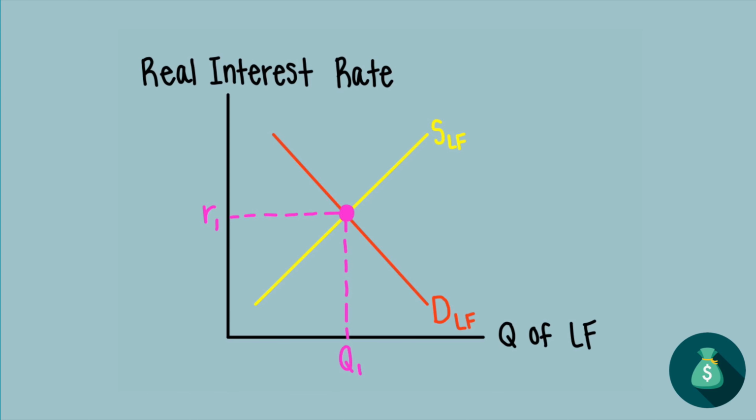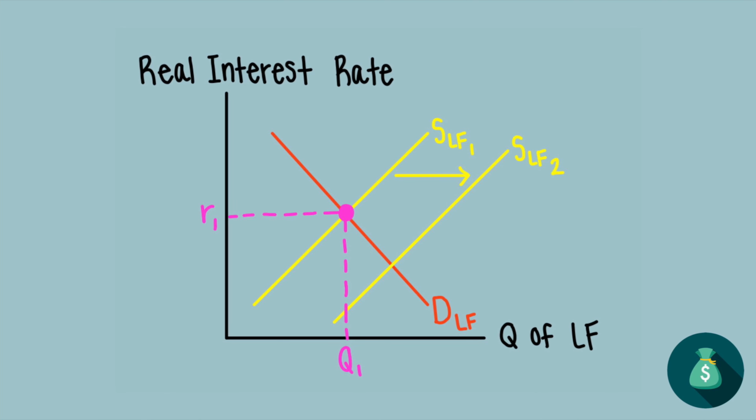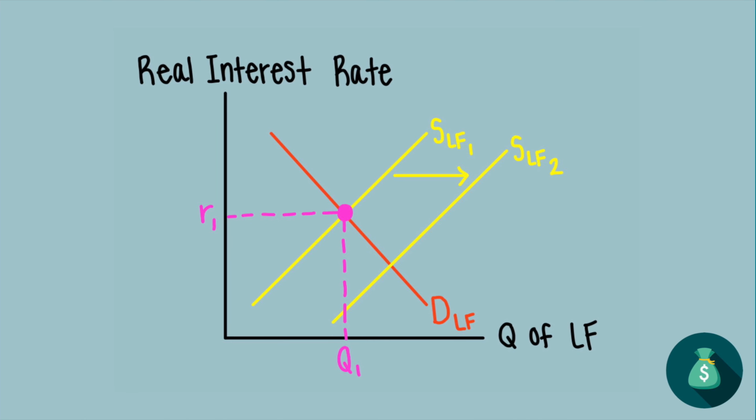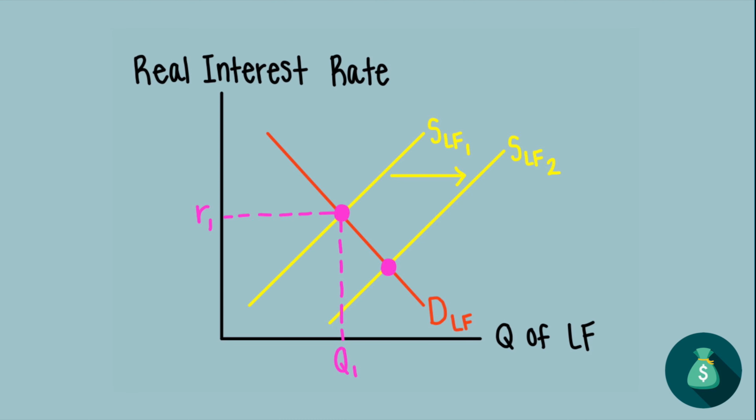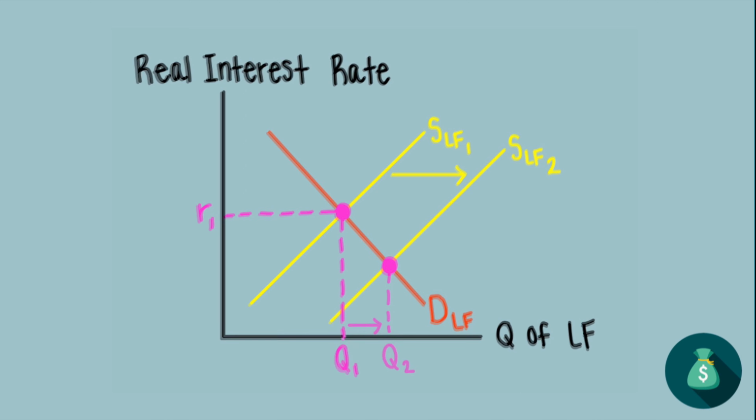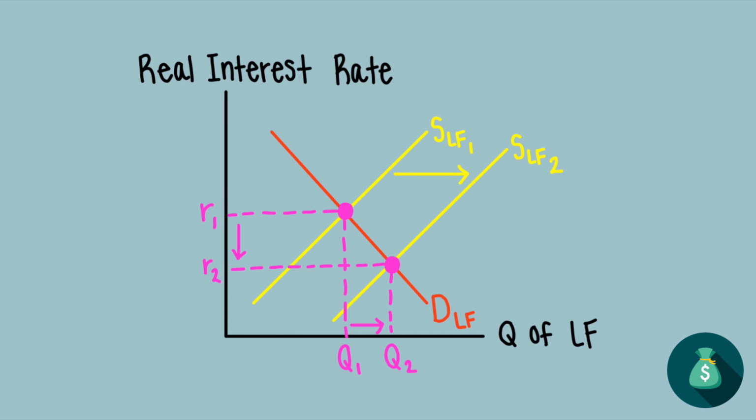Now let's look at what happens to the graph when the curve shifts. The loanable funds market is always changing, and this is caused by a shift in the supply curve or a shift in the demand curve for loanable funds. For example, the supply curve shifts to the right when there's an increase in supply. This causes a new equilibrium point, and at this point, there's an increase in the quantity of loanable funds and a decrease in the real interest rate.